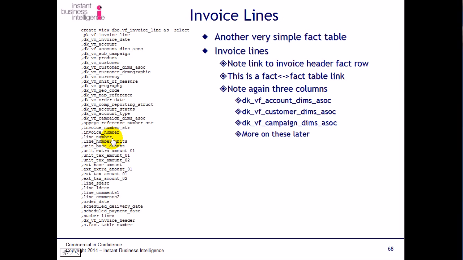And then what is standard on an invoice line? What's standard on an invoice line is the line number itself, the number of units, the base amount, extra amounts, tax amounts for units, and then the extended base extra tax amounts. And putting 2 tax amounts on is probably pretty stingy, given the way things are taxed today. Then the line short description, the line long description, comments against the line, the date it was ordered, the scheduled delivery date, the scheduled payment date, and the number of lines, which would be set to 1. So these would be very, very common information on invoice lines.